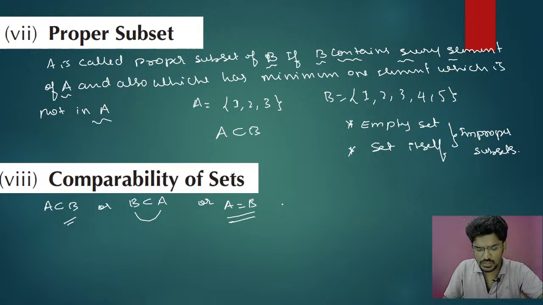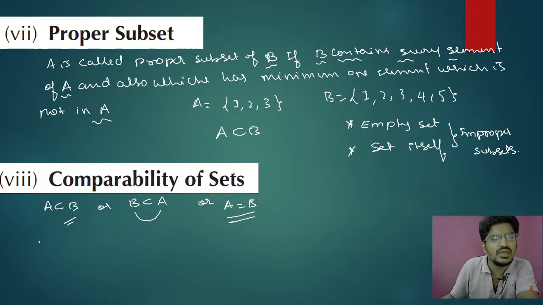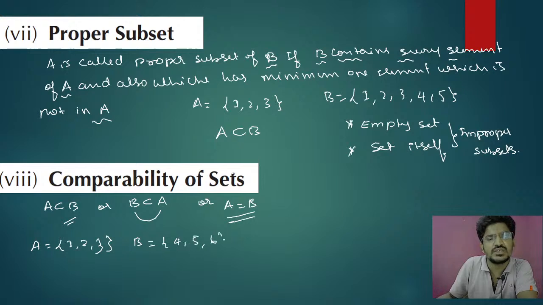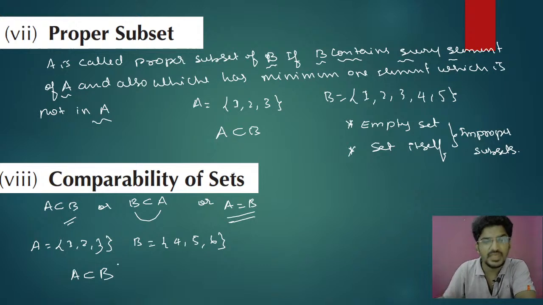Okay. So for example, if I take A equal to {1, 2, 3}, B equal to {4, 5, 6}. Here, is A a subset of B or not? Quickly tell me. In the same way, is B a subset of A or not? Quickly tell me. Is A equal or not equal to B? Quickly tell me.